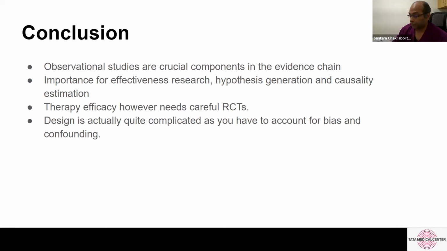And for those of you who are interested, Dr. Vijay had introduced the Equator Network to all of you. I would recommend that you go to the Equator Network and look at the STROBE guidelines to understand how observational studies should be reported.